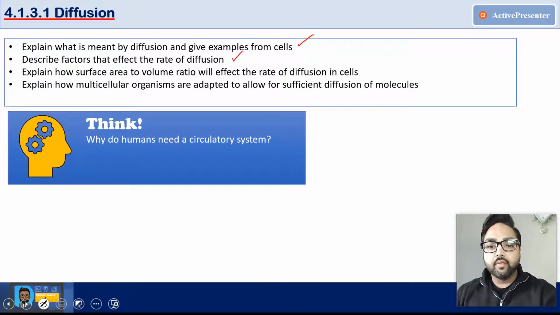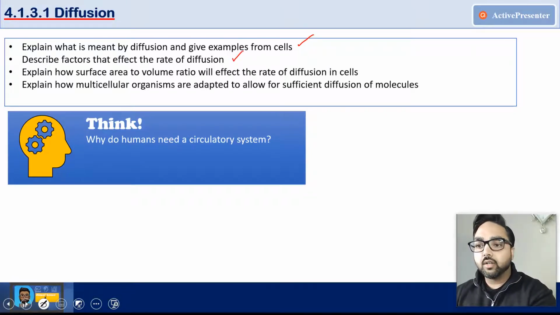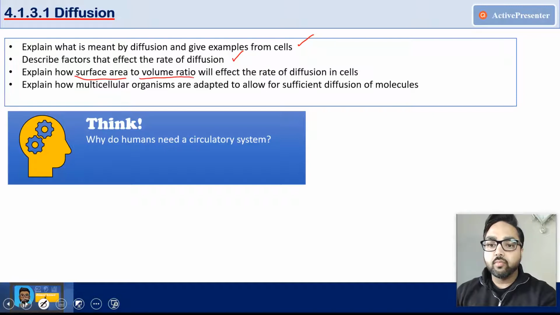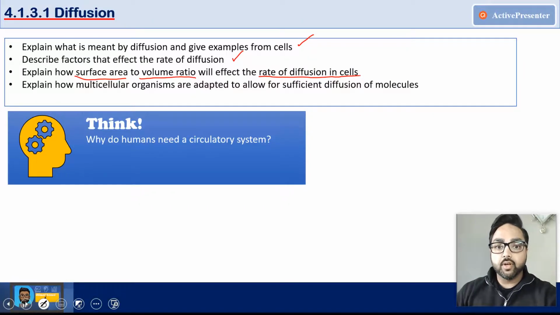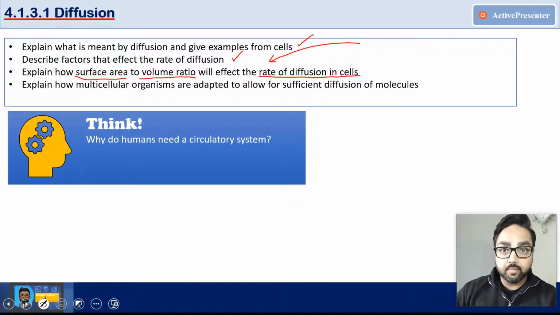The thing that we're going to cover in today's lesson is how to look at surface area to volume ratio and how that affects the rate of diffusion in cells. If you remember from the first video, rate just implies how quickly something happens, so per second. So we're talking about speed.